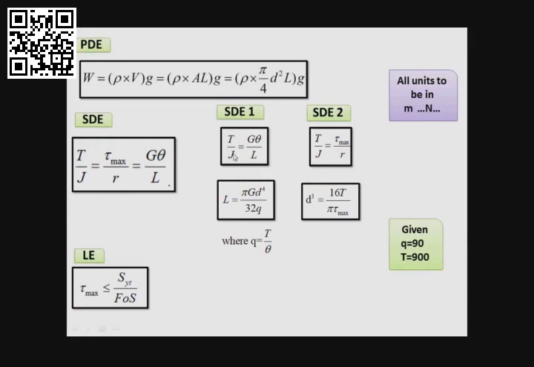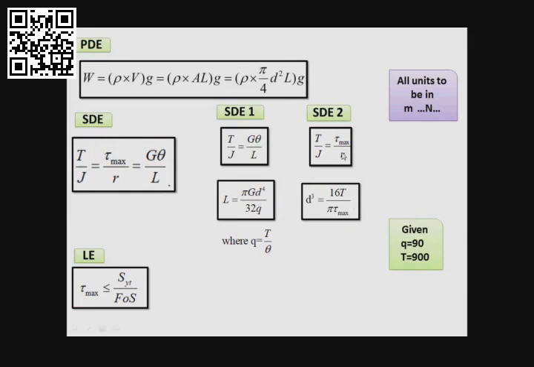So from this equation, J is substituted as pi d raised to 4 by 32. If you substitute pi d raised to 4 by 32, we can get this equation, that is L is equal to pi G into d raised to 4 divided by 32 into q. Q means, instead of T by theta, q is substituted. So from this equation it is derived.